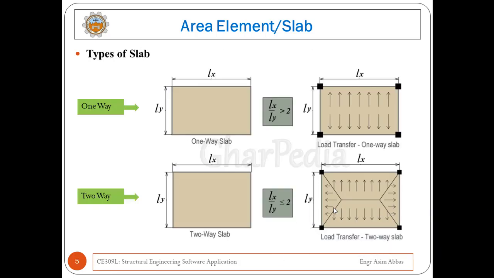Types of slab. Mainly there are two types of slab: one way and two way. One way slab is a kind of slab whose length to width ratio is more than 2, or where the load transfer is along one direction, that is the shorter direction. And two way slab is where the length to width ratio is less than or equal to 2, and the load is transferred in both directions, along the x direction and along the y direction.